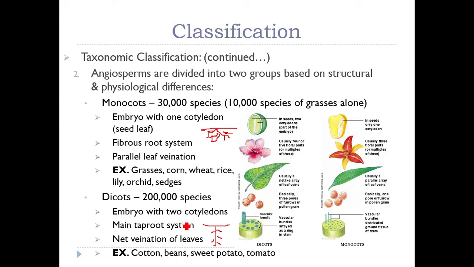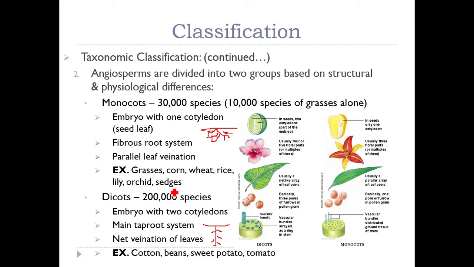The dicots have net leaf venation. There may be a central vein, and there'll be branch veins that radiate away from that, and each one of those will in turn have secondary and tertiary branch veins, but it tends to have much more of a net type appearance. Some examples of monocots are going to include the grasses, as I said, corn, wheat, and rice. Other monocots that are not grasses include the lily, orchids, and sedges.